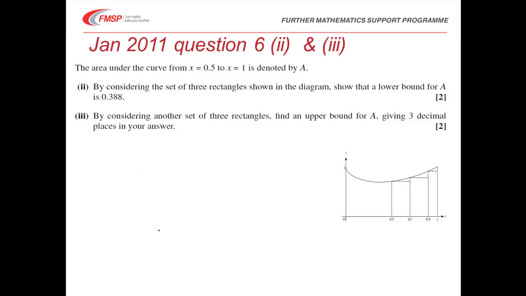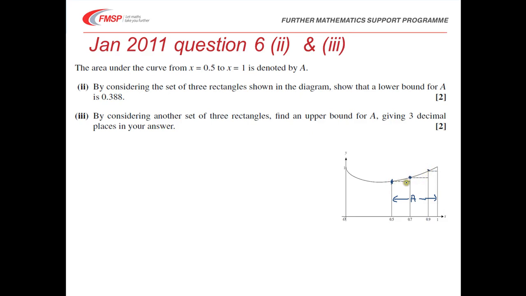So if we look at part 2, it says we're looking at the area between 0.5 and 1. So we're considering a set of 3 rectangles. So we're looking at this area here, from here. So this is our A. It's the area in here, isn't it? So if we want to find a lower bound, then we're going to take each of these 3 rectangles and we're going to take the point at the left.